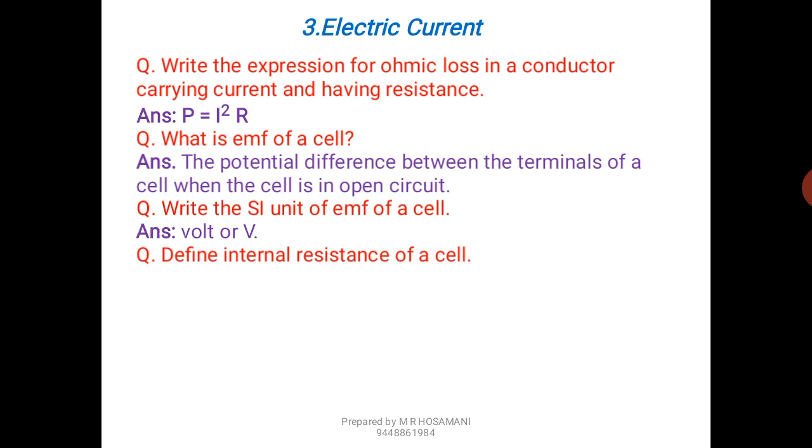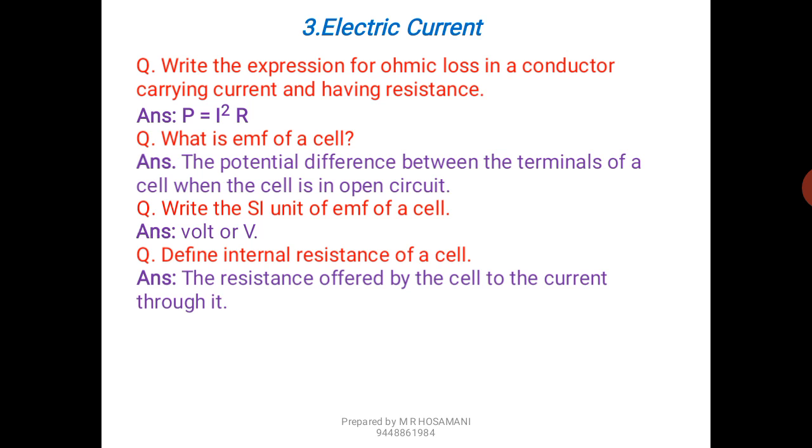Define internal resistance of a cell. The resistance offered by the cell to the flow of current through it, and usually denoted by the symbol small r. Clear? Okay.